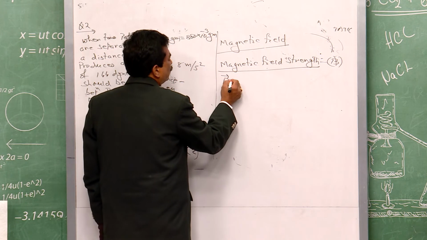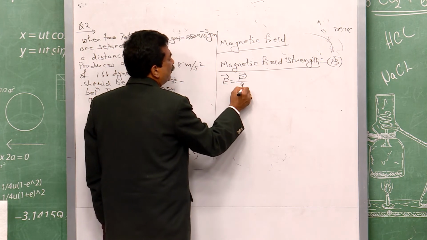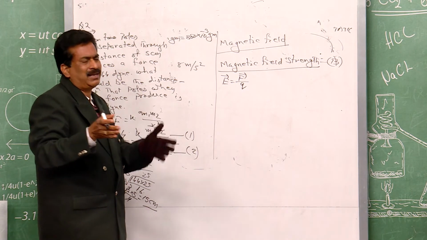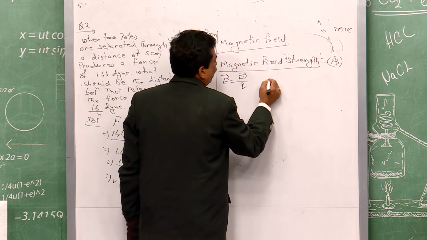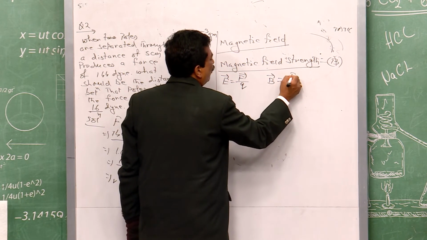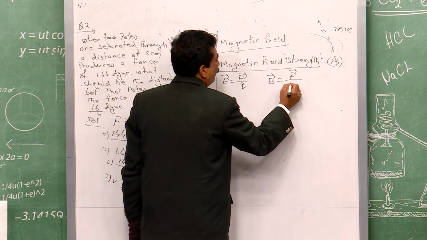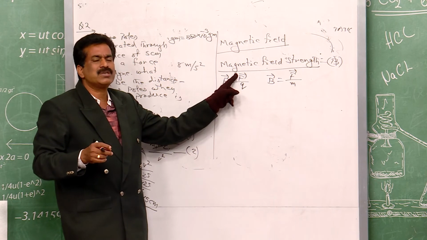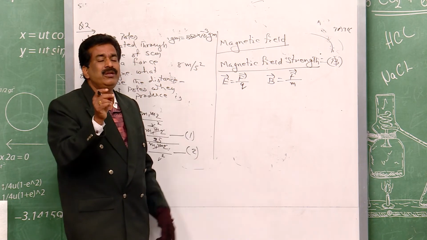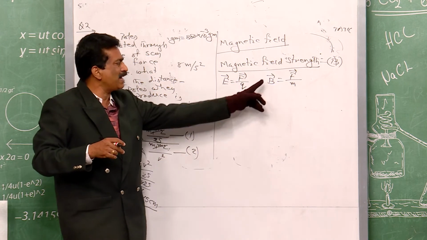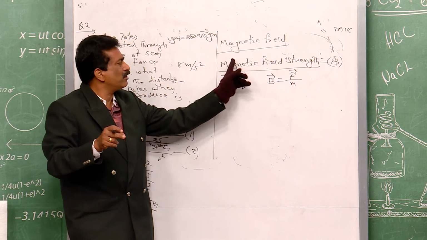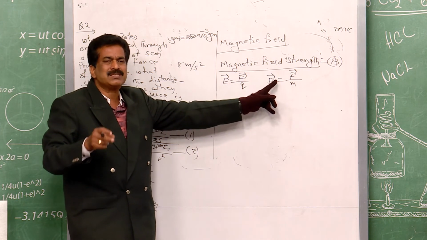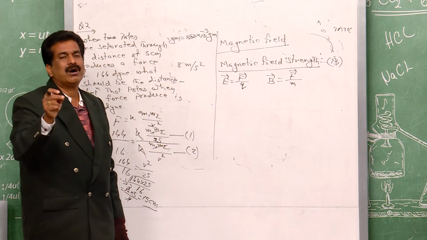So, E is equal to F by Q for the electrostatic case, as I said, we just make the analogy. So, for the magnetostatic case, the B vector will be the F vector by the unit north pole. Here it is the force experienced by a unit positive charge. And similarly, for the magnetic case, the magnetic field intensity will be the force experienced by a unit north pole.